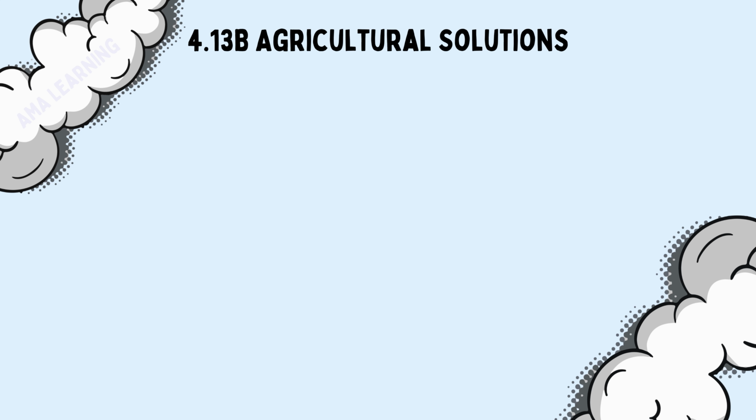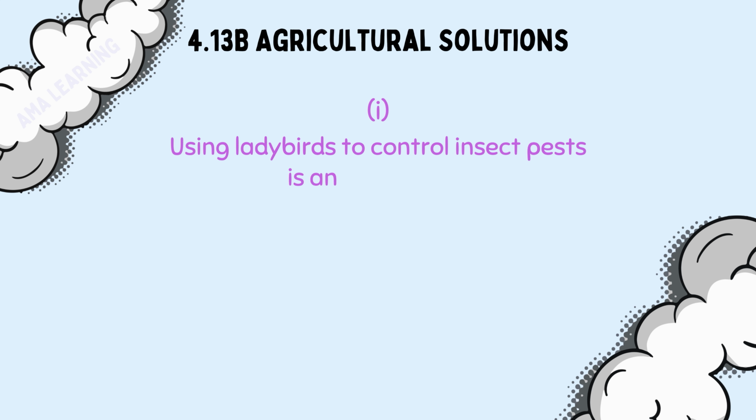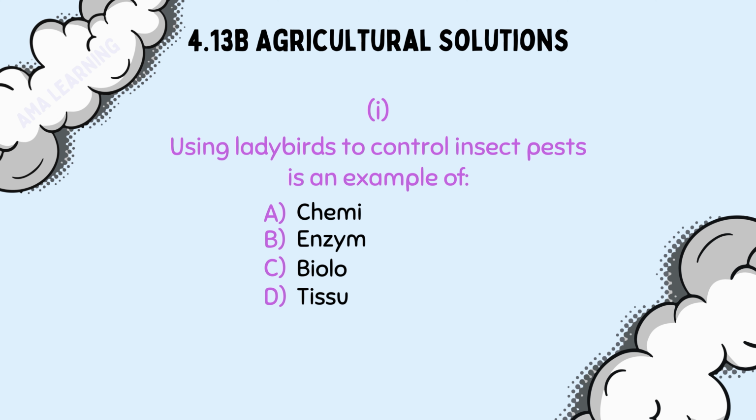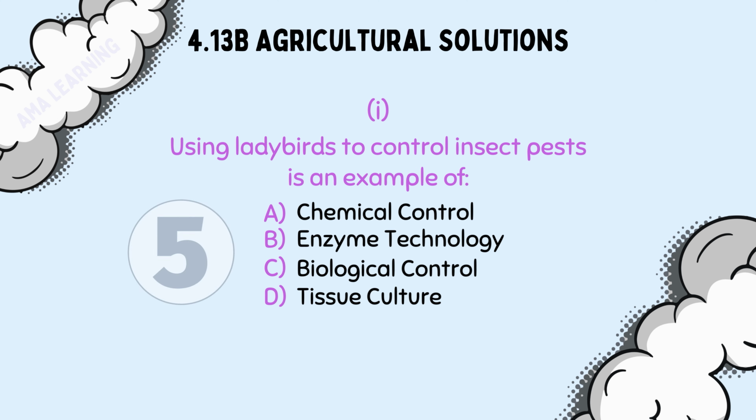Let's apply what we have learnt to this past paper question. I will show you a question, read it out and then reveal the answer after 5 seconds. Pause the video if that isn't long enough. This first part question is asking us that using ladybirds to control insect pests is an example of. And the correct answer is C, biological control.